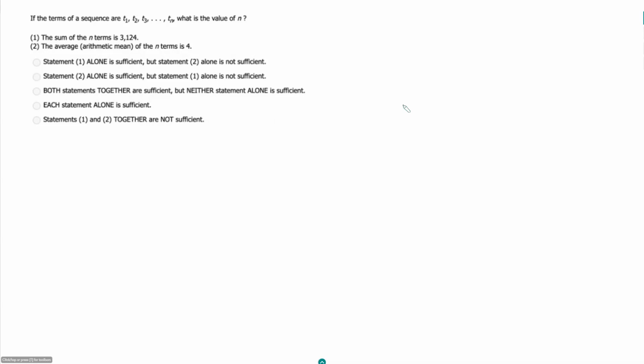If the terms of a sequence are t sub 1, t sub 2, t sub 3, all the way to t sub n, what is the value of n? So n is the number of terms in our sequence. So this question is asking how many terms are in the sequence.